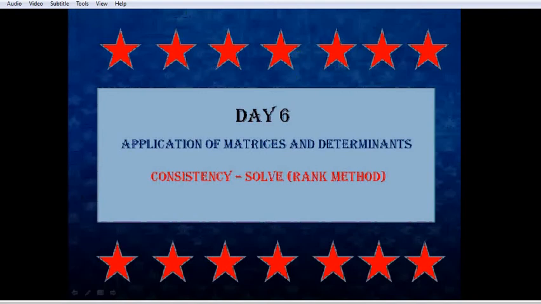Dear students, in the last class, in the chapter on application of matrices and determinants, we learned the consistency of a two-variable system of equations and a three-variable system of equations, and how to solve them. In some systems, the coefficients are unknown, so we are going to find those unknowns. In the last class we learned about consistency.